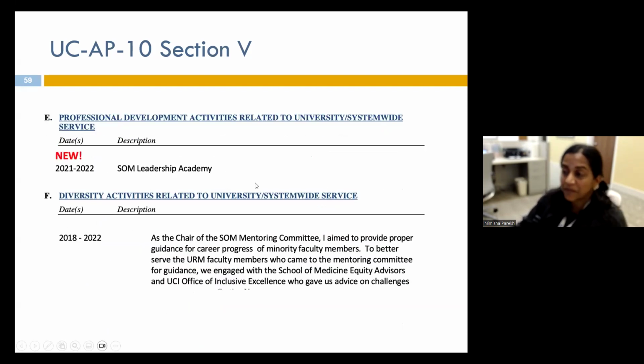Professional development activities as they relate to your position, leadership academies, training programs, this is another area to put that. And then once again, diversity activities as it relates to the university.